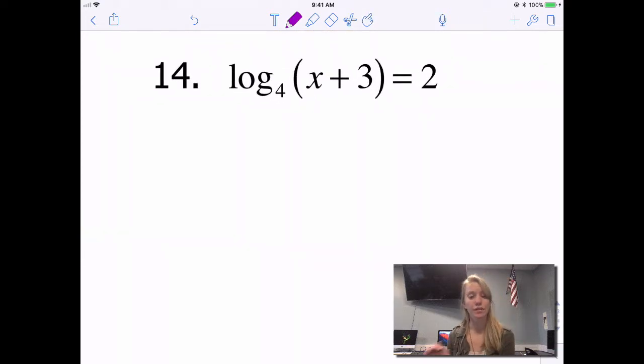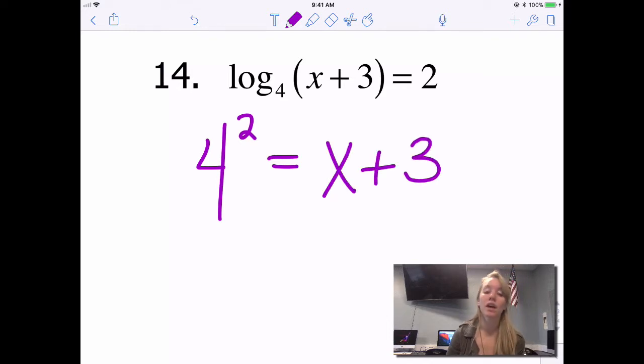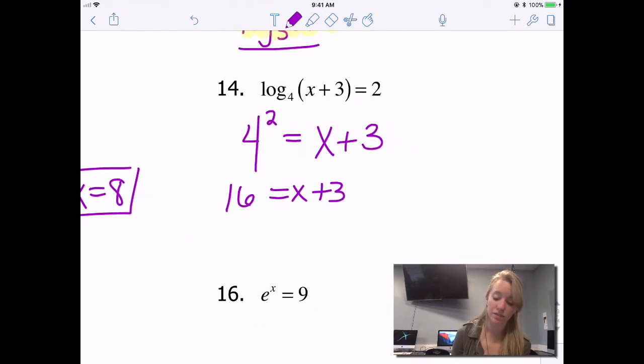See if you can do this one if you want to pause the video. I have a base of 4. Power is 2 equals x plus 3. 4 squared is 16. And now this becomes an easy equation. I subtract 3 on both sides, and x is equal to 13.